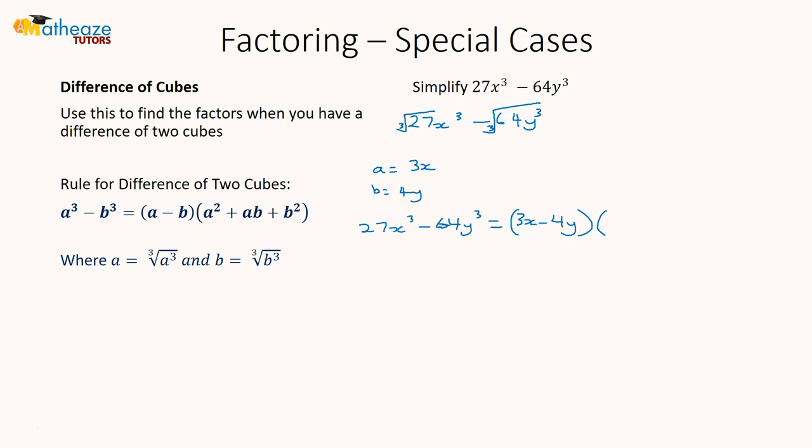multiplied by what? a squared is going to be 9x squared. ab is going to be 12xy and b squared is going to be 16y squared.